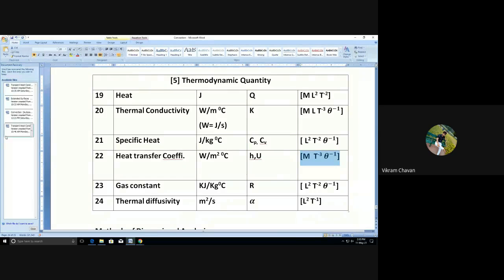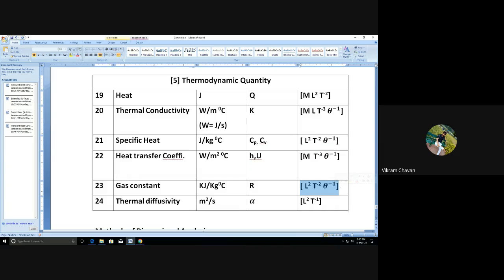Then the next one is the gas constant. R is the gas constant we consider in thermodynamic equations, and its unit is kilojoule per kg degree Celsius, same as that of specific heat. So we can take the dimensions of specific heat for the gas constant also. Specific heat and gas constant have the same dimensions: L raised to 2, T raised to minus 2, theta raised to minus 1.